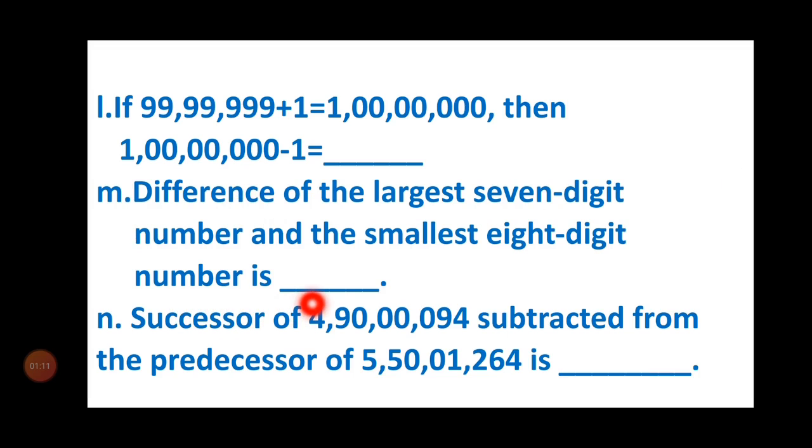Successor of 4 crore 90,94 subtracted from the predecessor of 5 crore 50,01,264. So we want to subtract. Write this number as the successor and the second number, write the predecessor number. From the predecessor number we want to subtract the successor number. Okay, so do the working and write the answer in the dash.